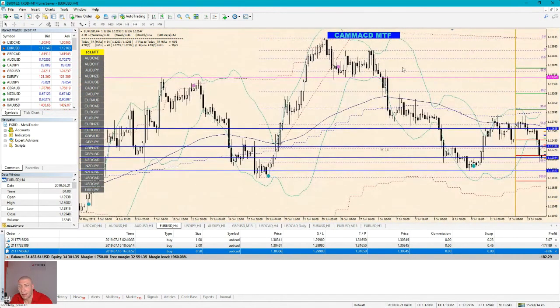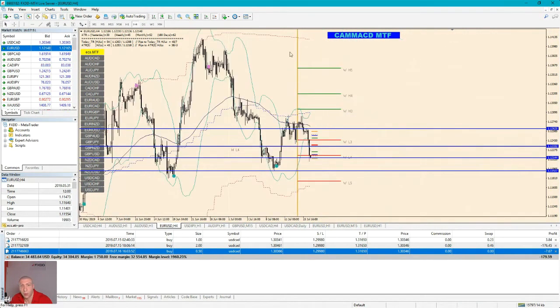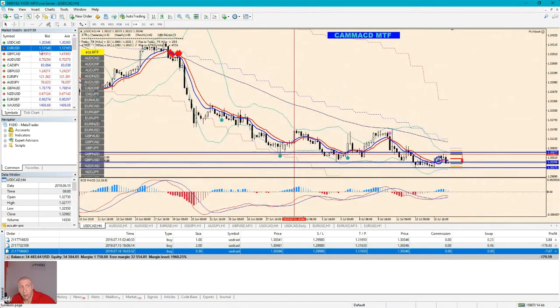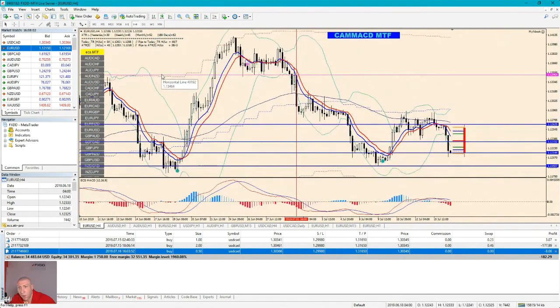The 4-hour is still basically a big head and shoulders. But you see, there is no clear direction on the 4-hour. I will open my 4-hour template on the euro dollar. And you see, it's confirmed bearish.